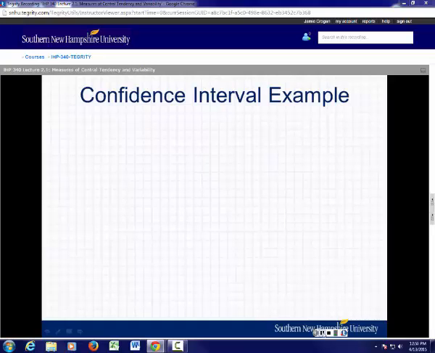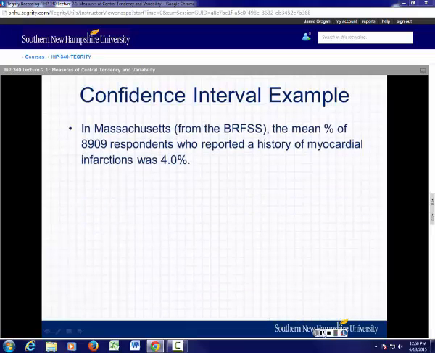In this example, this was some information from a telephone survey that was done across the country, but I'm going to show you just some of the data from the state of Massachusetts. This is from the Behavioral Risk Factor Surveillance Survey, and this is about one question that was asked on this survey about the history of myocardial infarctions, or a heart attack. 8,909 people who responded to this telephone survey were asked about whether they ever had a heart attack. And 4% of that group reported having had a heart attack before.